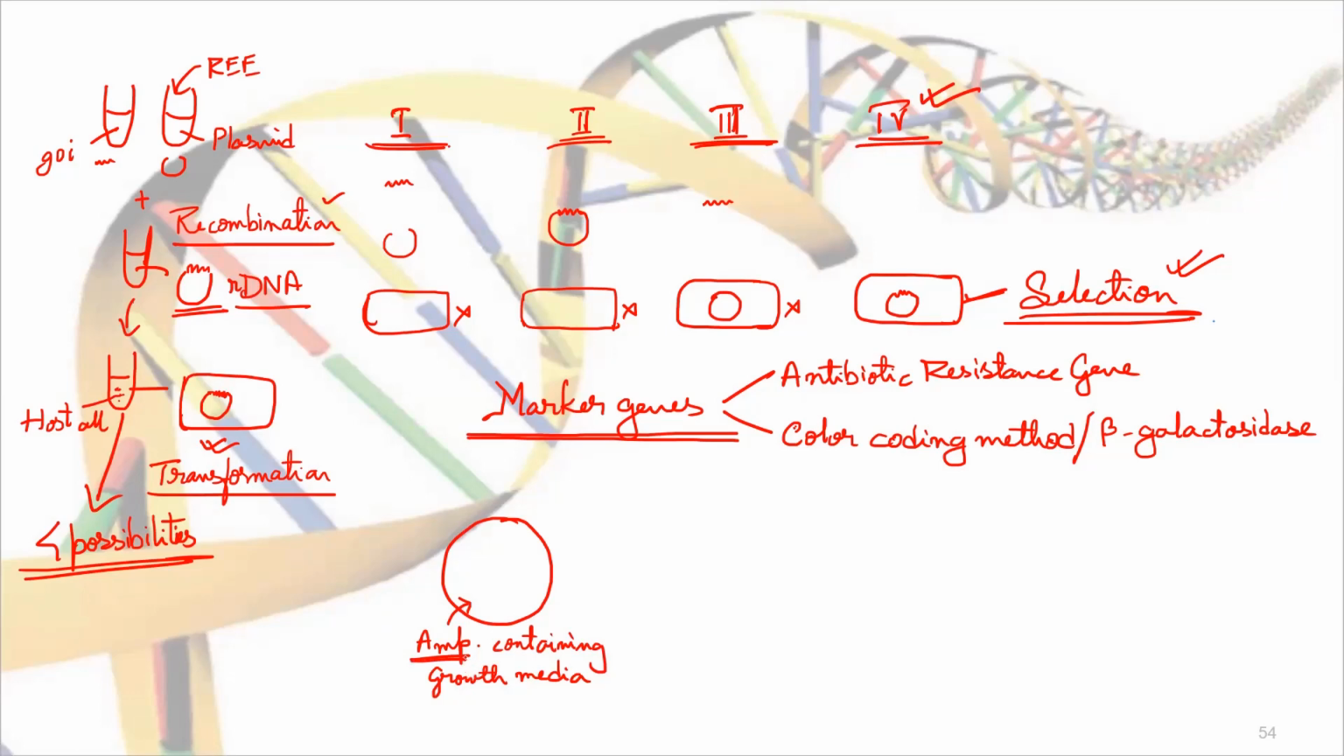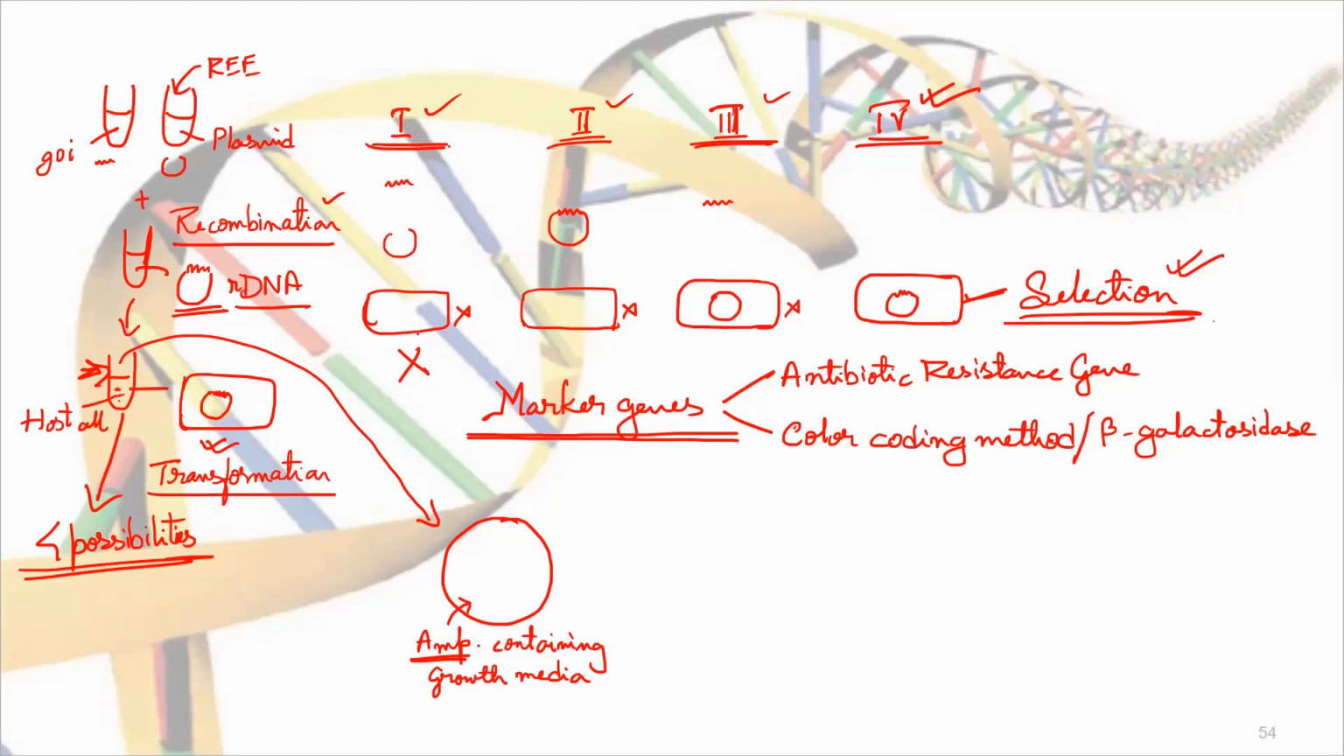Now what is our aim? Out of the 4 possibilities here, I have to select the 4th possibility from rest of them. However, this vial contains all the probable 4 possibilities. So when I am going to pour this vial here, then all the 4 possible types of bacteria may be present here. But since this media contains ampicillin, the first type of bacteria will not be able to grow.